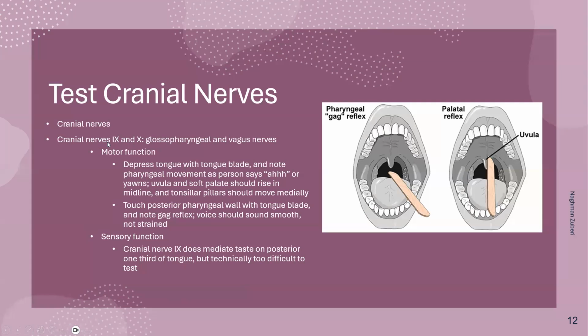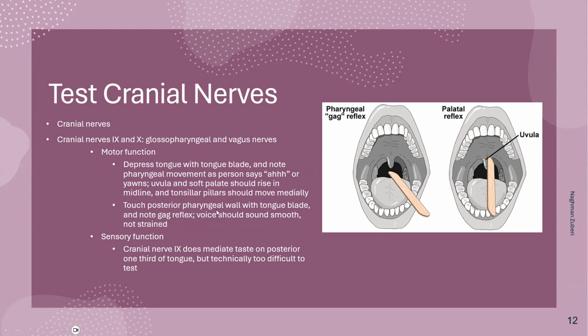Well, cranial nerves 9 and 10, the glossopharyngeal and the vagus nerves. Motor function: you have to depress the tongue with the tongue blade and note pharyngeal movement as the person says ah or yawns. Uvula and soft palate should rise in midline and tonsillar pillars should move medially. Check for any asymmetry in the movement of the uvula.